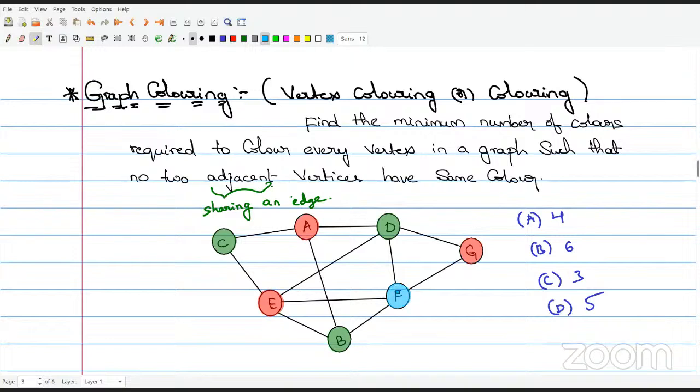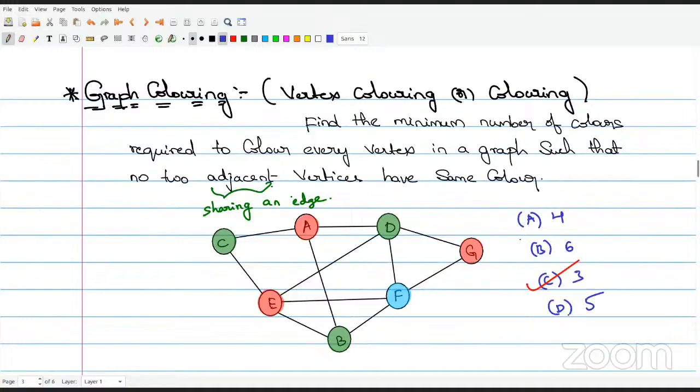So the third color is blue. So this is how you have to do the coloring. So the minimum number of colors required to color this graph is 3. So the vertex coloring is equal to 3. Okay, this is what graph coloring is.